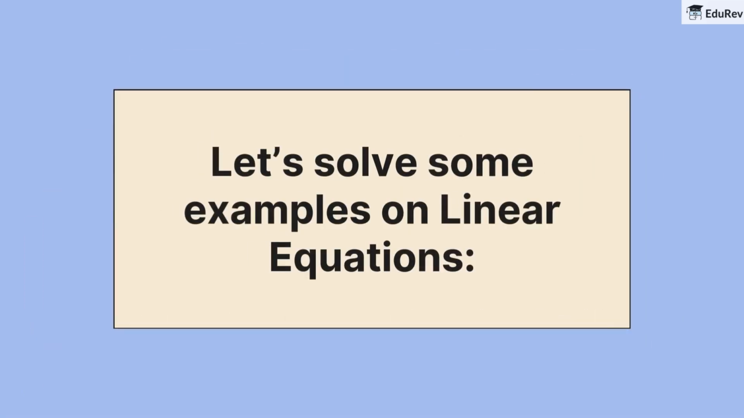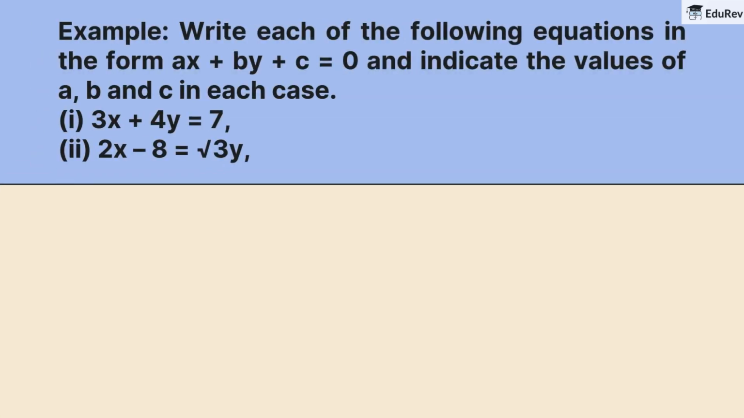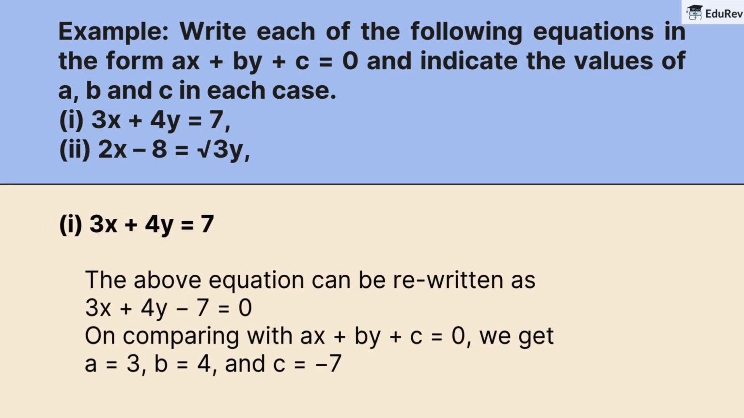Let's solve some examples on linear equations. For the first example, we need to write each of the following equations in the form ax plus by plus c is equal to 0 and indicate the values of a, b, and c in each case. The first equation is 3x plus 4y is equal to 7. This can be rewritten as 3x plus 4y minus 7 is equal to 0.